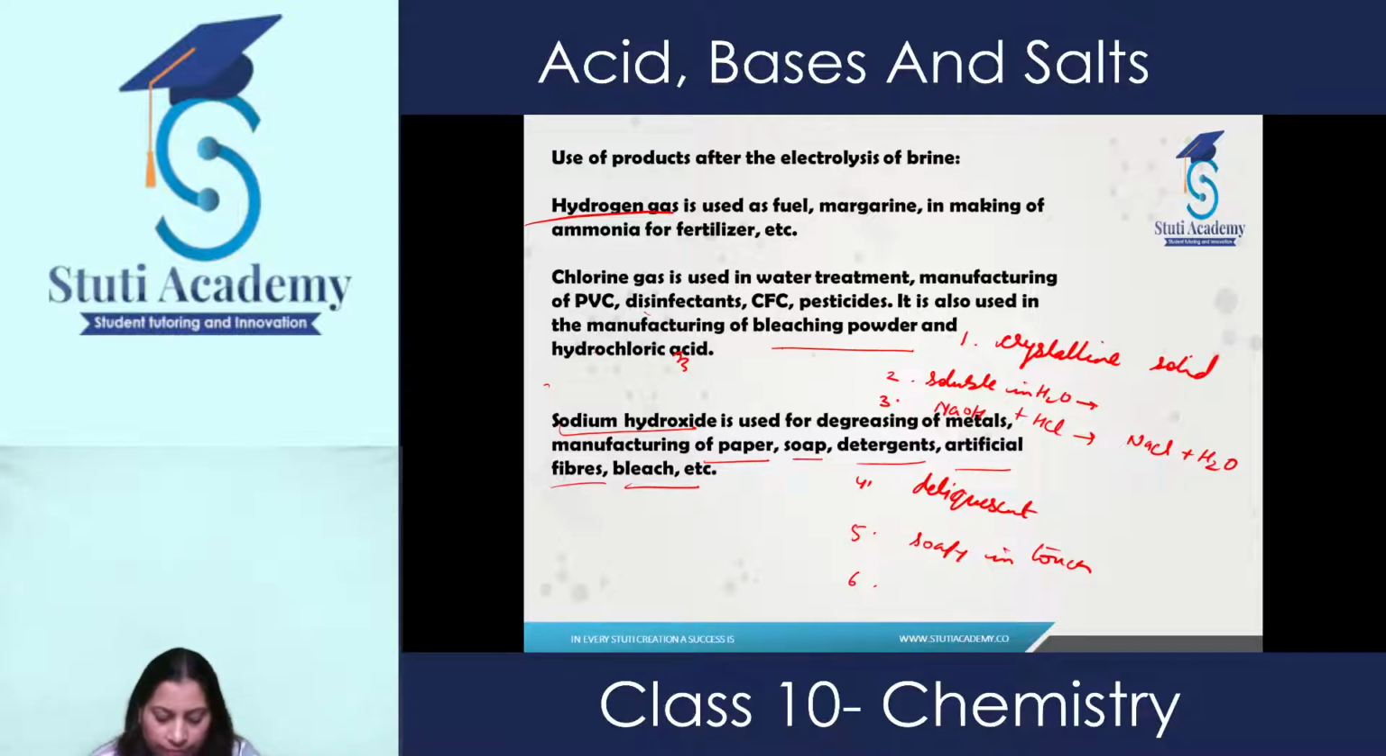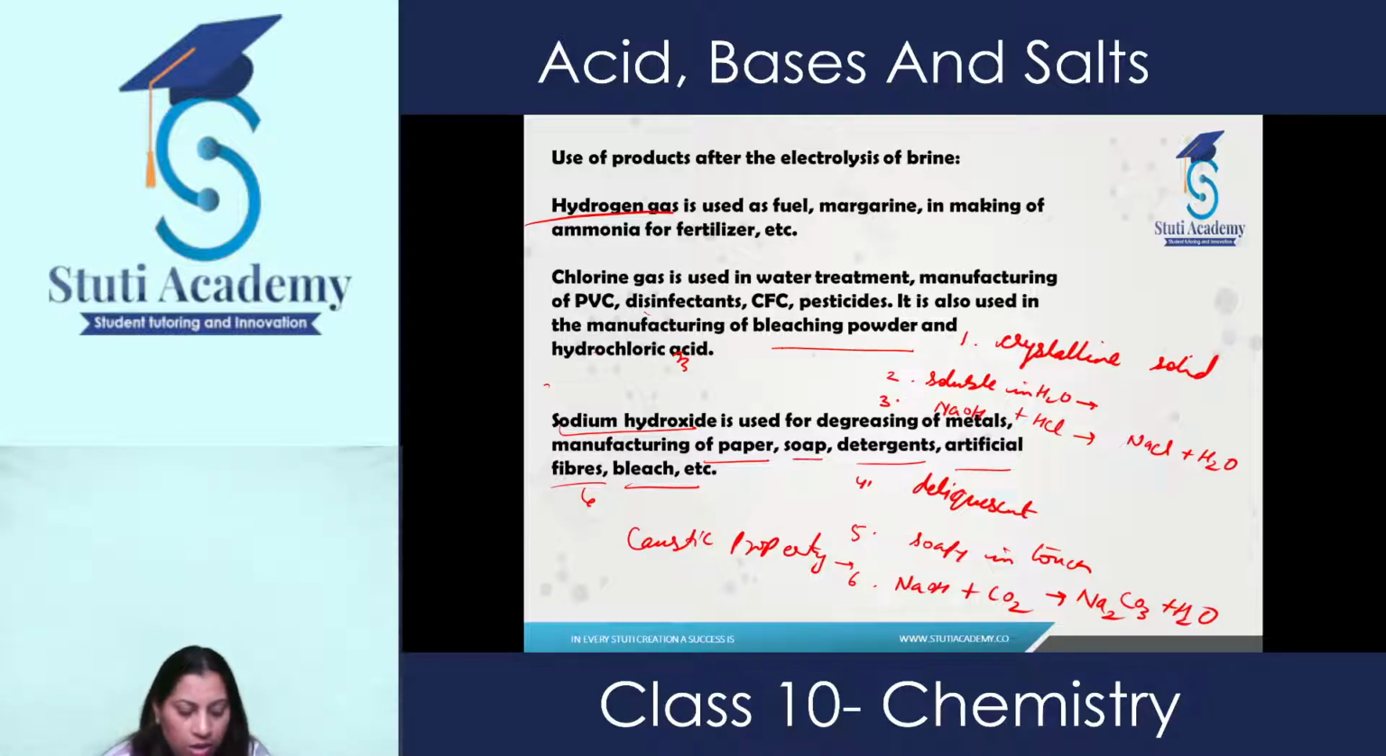Then apart from this, if we leave it for a longer period of time, it absorbs carbon dioxide gas. In the presence of carbon dioxide gas, it results in the formation of sodium carbonate. So these are the properties of sodium hydroxide and where we are using them. Then apart from this, it is used as a caustic soda. Caustic property. What is this caustic property?